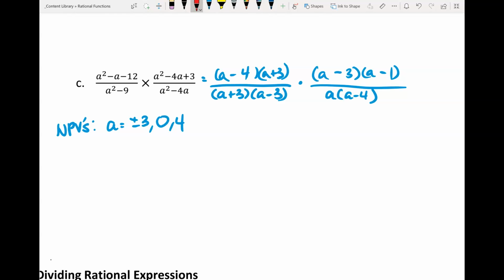Now I'm going to simplify this by looking diagonally. So a minus 4 is going to cancel with a minus 4. Looking at our other diagonal, a minus 3 will cancel with a minus 3. And then looking at our first rational, we could also cancel a plus 3 top and bottom. And then we're just left with a minus 1 over a, and that is our simplified rational.